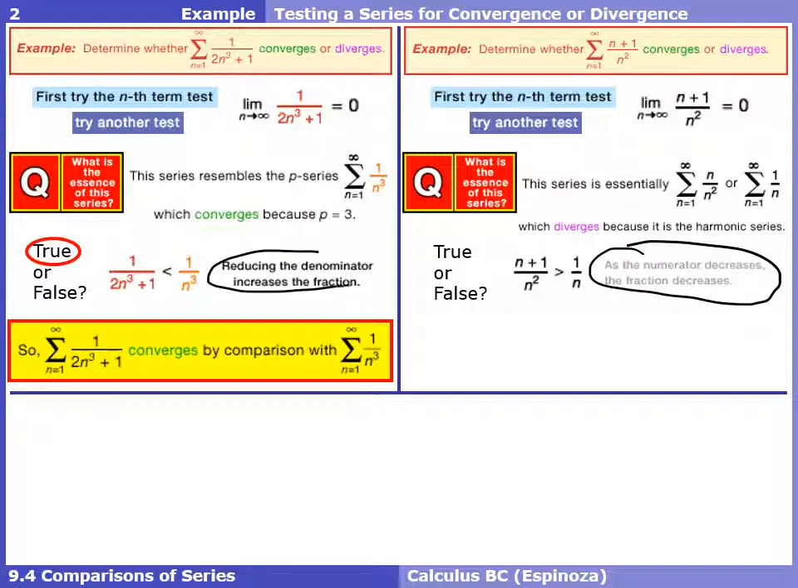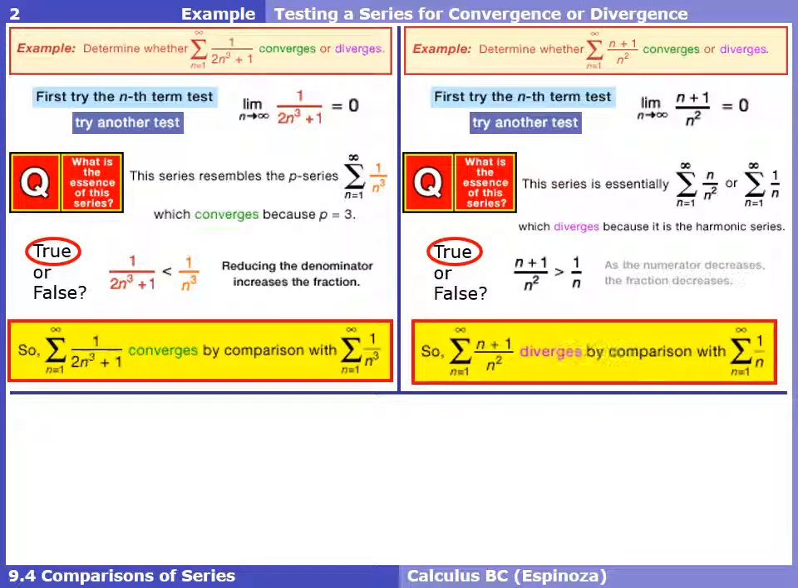Same thing when we did over here. You could always just plug in some numbers for n and see if one is bigger or smaller. But bottom line is, we know that this is a true statement. The known series is smaller than our unknown series, which means that by the direct comparison test, this unknown series must also diverge because we compared it to this harmonic series.